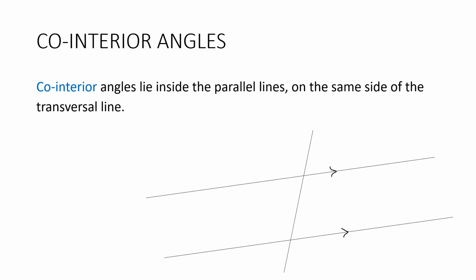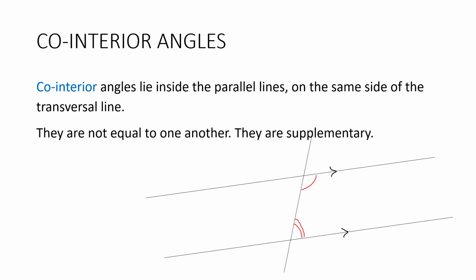Here's the third one. Co-interior angles lie inside the parallel lines on the same side of the transversal. So here's an example. Now do you notice something curious there? I've marked them differently. Do you see that? I've marked this one with a single arc and this one with a double arc. Why do you think I've done that? It's because they're not equal.